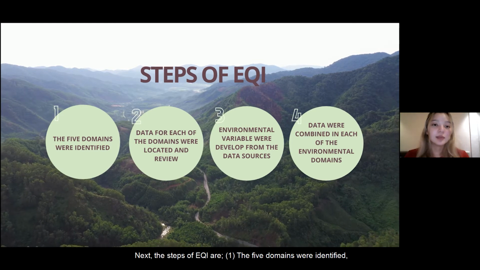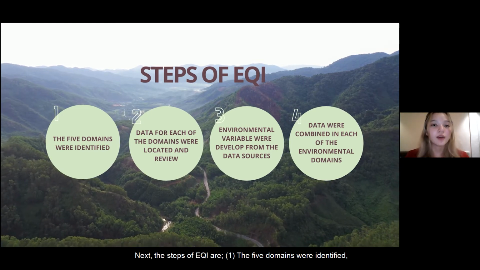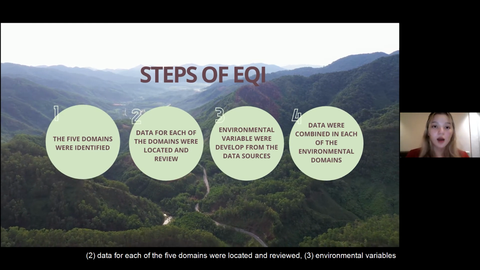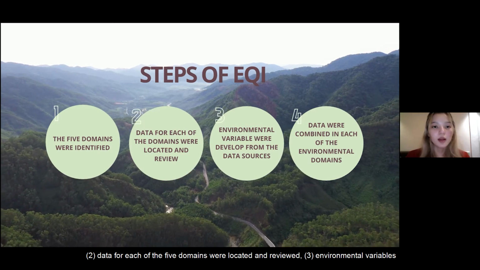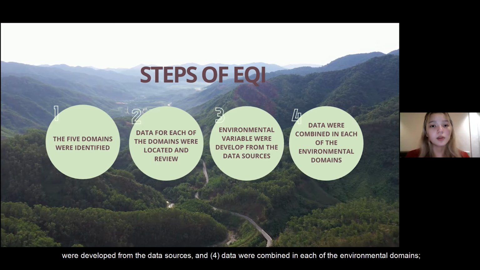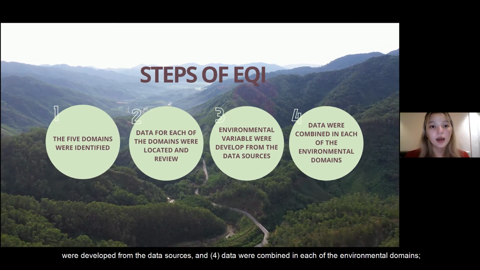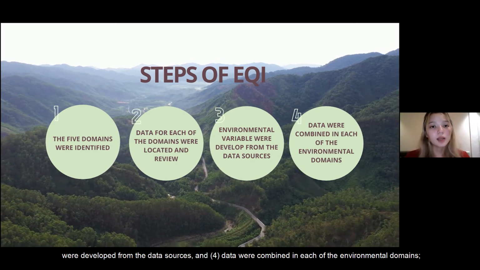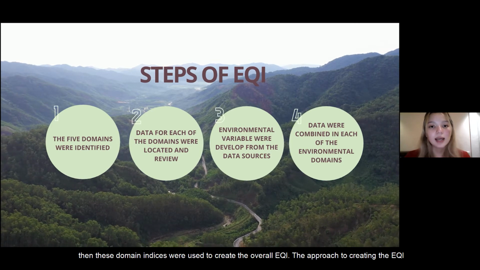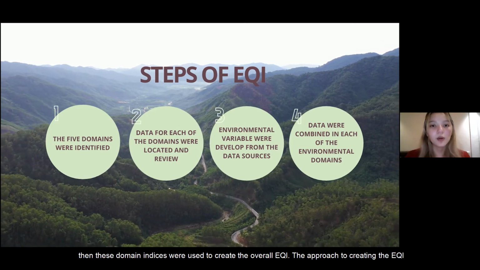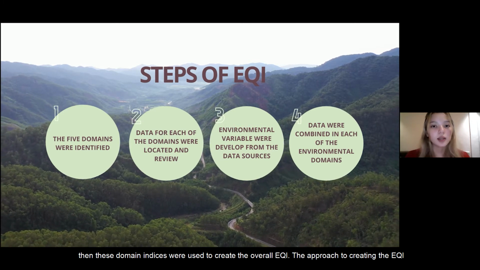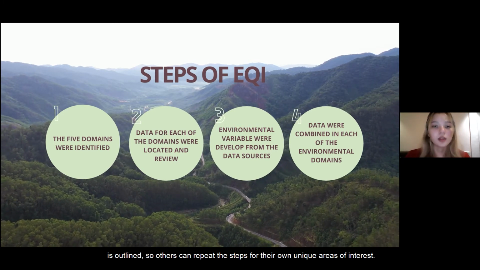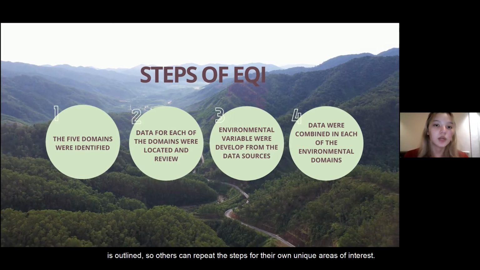Next, the steps of EQI are: first, the 5 domains were identified; second, data for each of the 5 domains were located and reviewed; third, environmental variables were developed from the data sources; and fourth, data were combined in each of the environmental domains. Then these domain indices were used to create the overall EQI. The approach to creating the EQI is outlined, so others can repeat the steps for their own unique areas of interest.